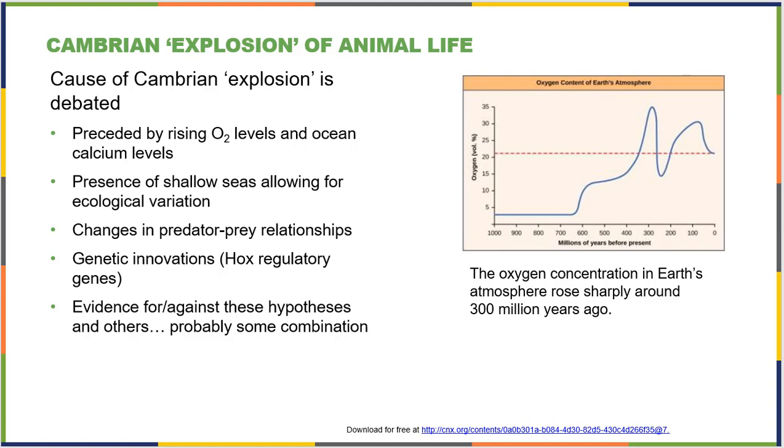We know that there are a lot of shallow seas, so you would have had a lot of variety in ecologies, and that could have pushed quick evolutionary changes. You had a lot of changes to predator-prey relationships. There might have been a lot of genetic innovation, so maybe animals saw accidental duplications of those Hox genes. So you got a lot of increased capacity for complexity right away. There's all sorts of things that might have happened. We're probably never really going to know, but this is a really interesting area of scientific research, trying to understand what it was that happened during that Cambrian explosion.